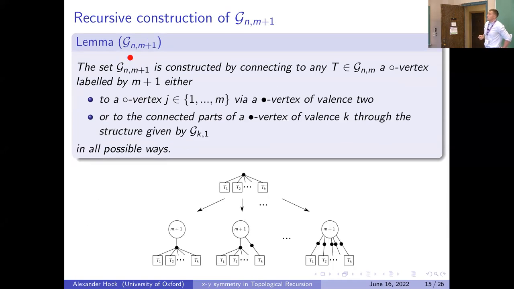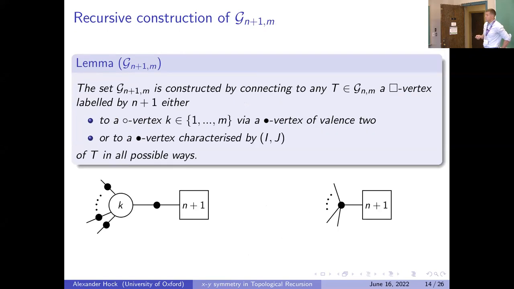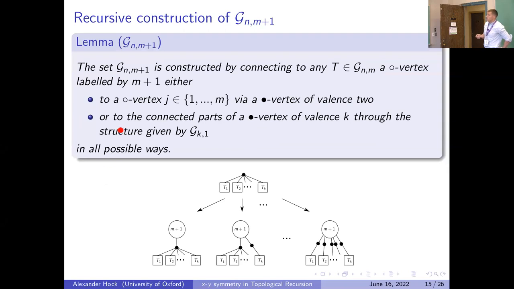And then you can also construct the set G_{n,m+1}, where you now add a white round vertex labeled by m+1, either again to a white round vertex through a black vertex of valence 2, which is the same case as here, or you need to connect it somehow to a black vertex, but because your white vertex can have any valence, it's much more complicated now.